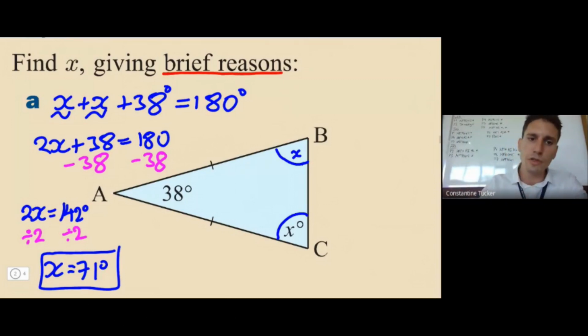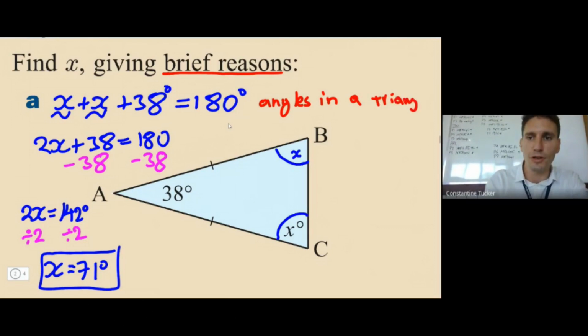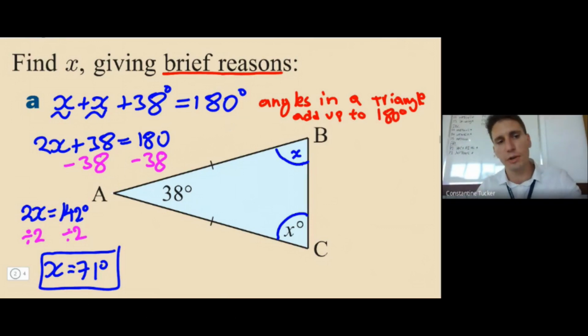Now, it says here, notice, giving brief reasons. So what reason would we give for the first step? That would be angles in a triangle. This is the boring bit. Sorry, guys. Angles in a triangle add up to 180 degrees. So we don't write essays in maths, but we do have to give some reasons here and there.